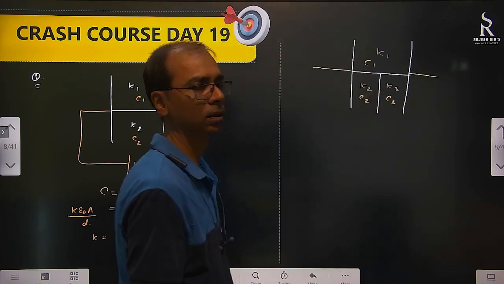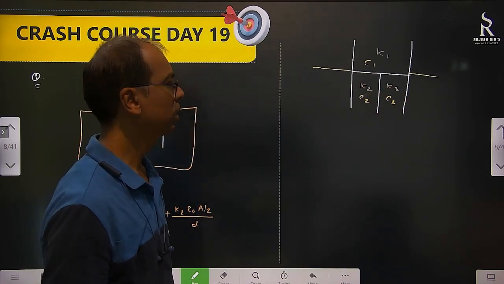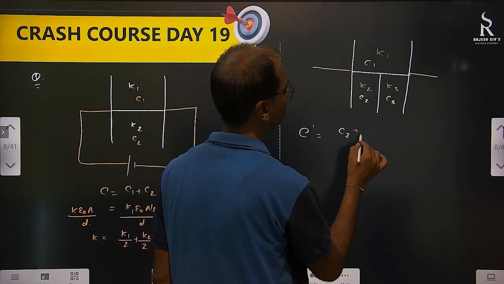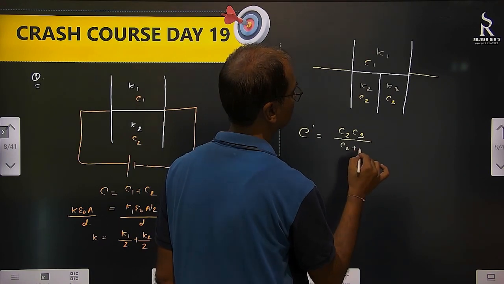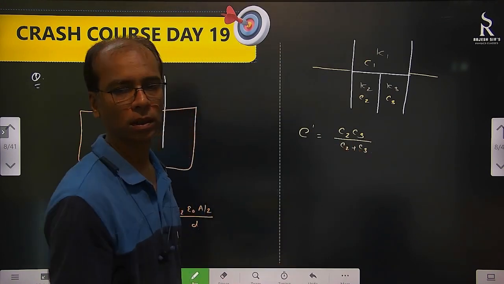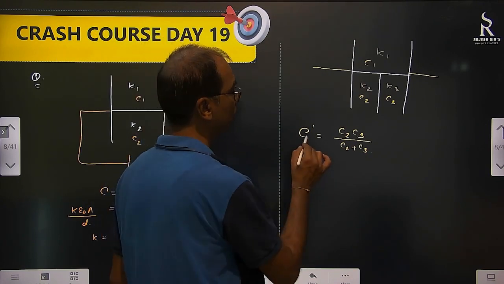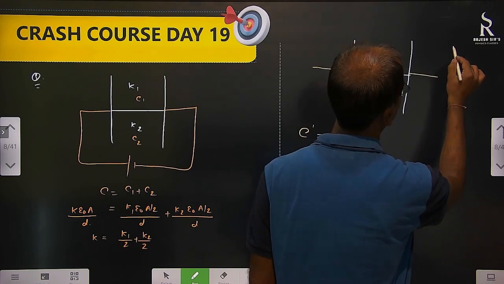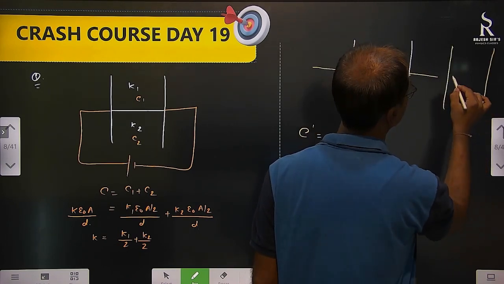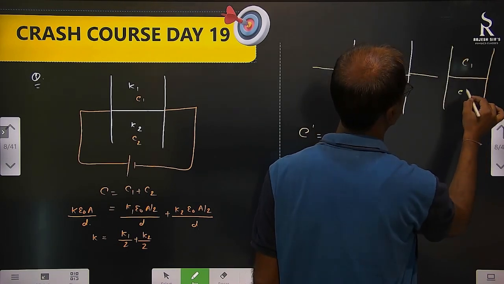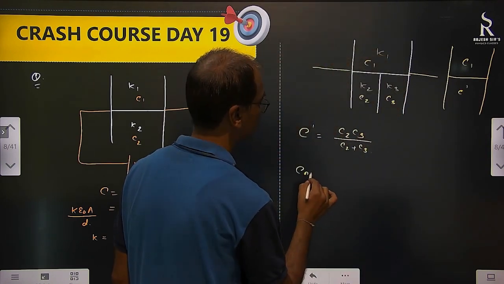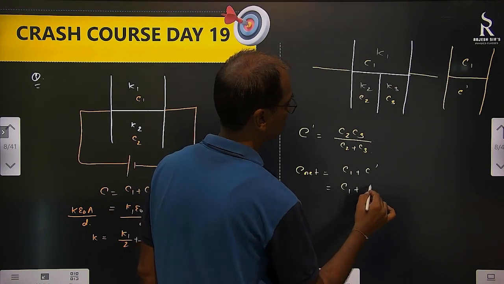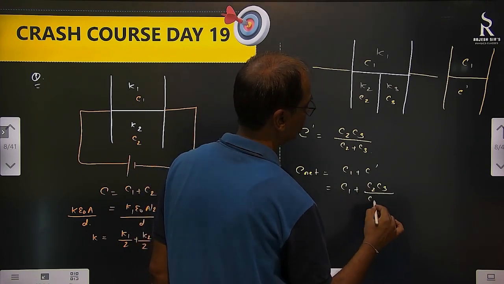First you solve this one. Their capacitance, let's say we write as C dash, which will be C2 C3 by C2 plus C3. Then C net will be what? In place of this I am writing C dash. So this is C1 here, this is C dash. C net is C1 plus C dash. That means C1 plus C2 C3 by C2 plus C3.